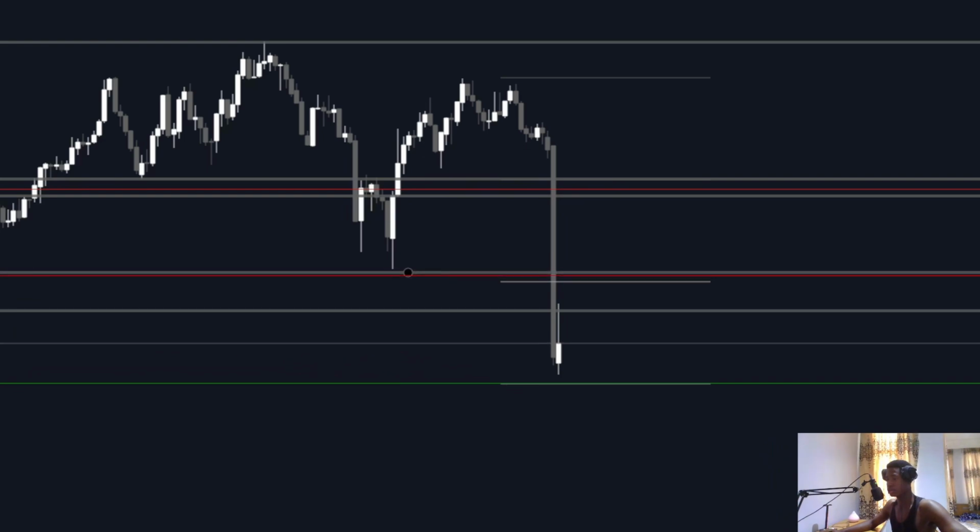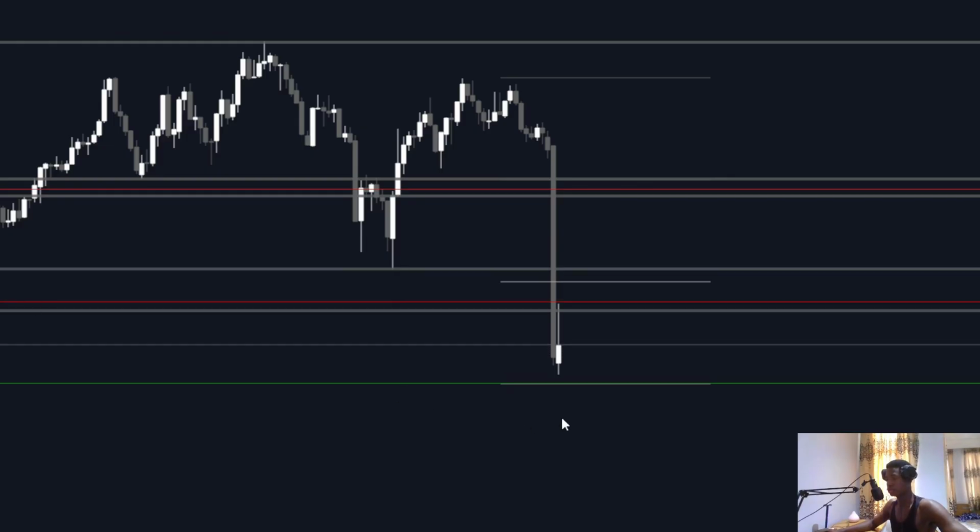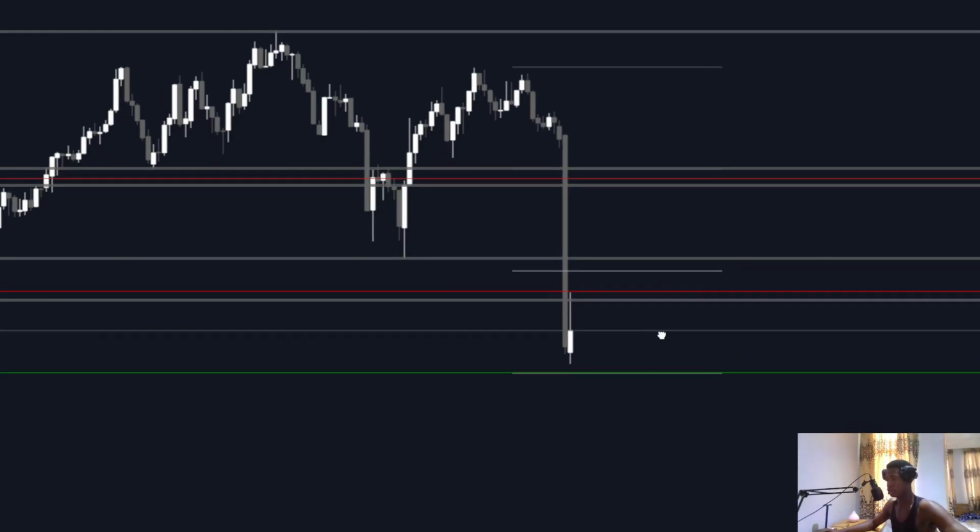I don't want to see price go above this level, so I'll put my stops right there. I don't want to see price go above this level. At least we had that push to the upside. Buyers tried. Like I said, there are sellers at this level. So if truly they are really sellers, I don't want to see price go above this level.